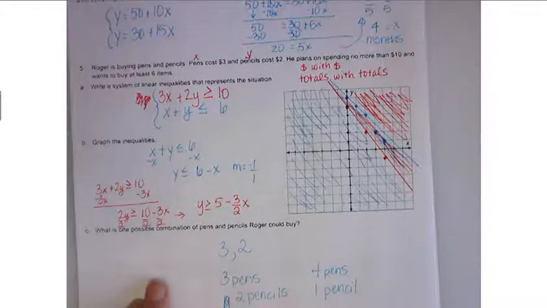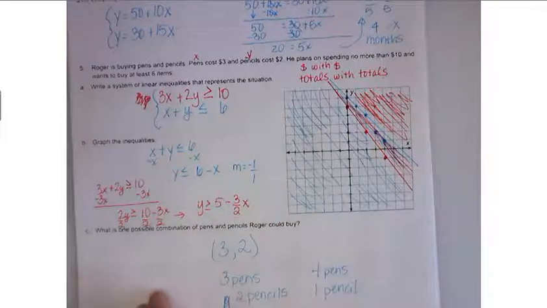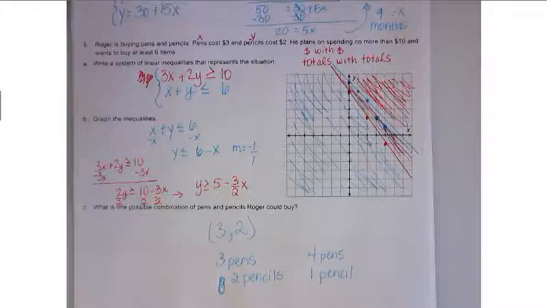Likewise, you wouldn't want to do 2.5 and 5.5. While there are points in the shaded area, you're not going to have half a pen, you're not going to have half a pencil. So you're going to want your answer to be an adult world answer where Roger is actually buying this many pens and pencils. Okay, that's page 2. Okay, let's go to page 3.